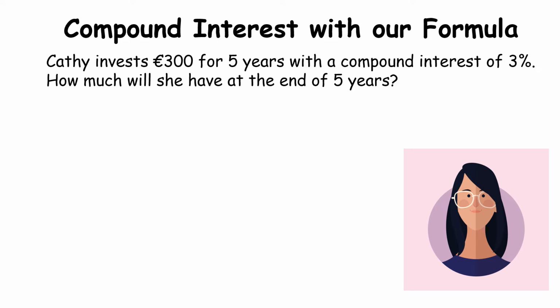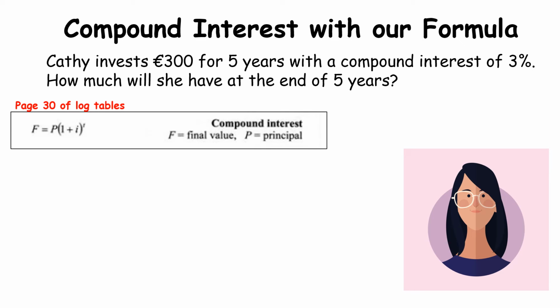So Kathy invests €300 with compound interest of 3%. She is investing for 5 years. So this is our formula. Let's start with this. F is what we want. P is the amount she invested, so that's 300. i is our interest rate, which is 3%, but we write that as a decimal. To help you with that, divide by 100. We then have t, which is 5 years, and then we plug into our formula.